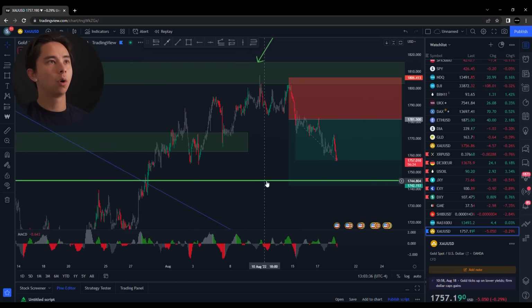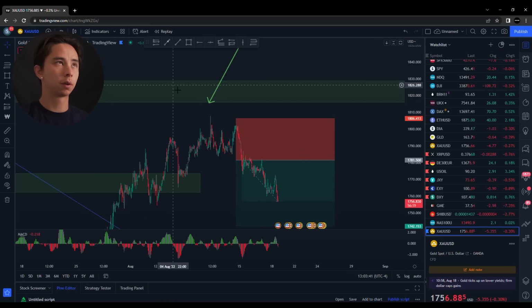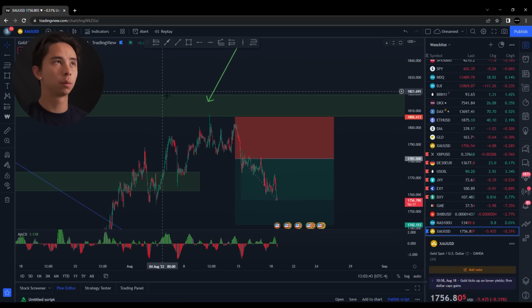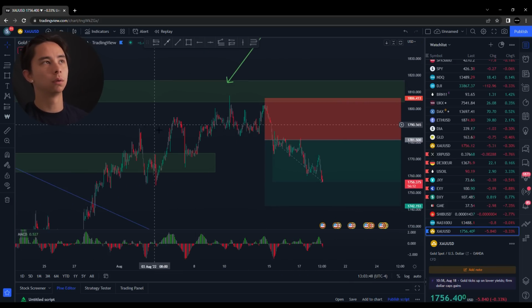The way to know when these reversals are happening is you want to wait, first of all, till price comes up to your marked out area. So we were expecting price to come up to this green zone, right? It was hitting this high, so we marked it out. Price has now come up there.